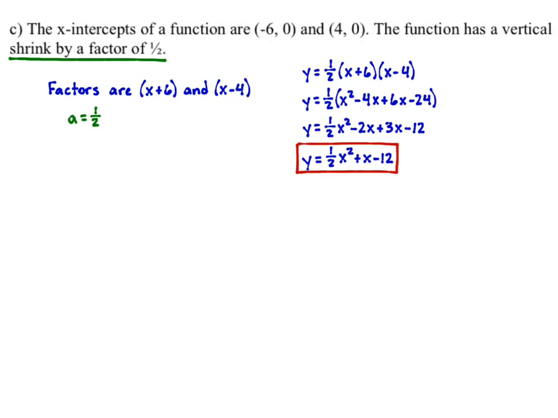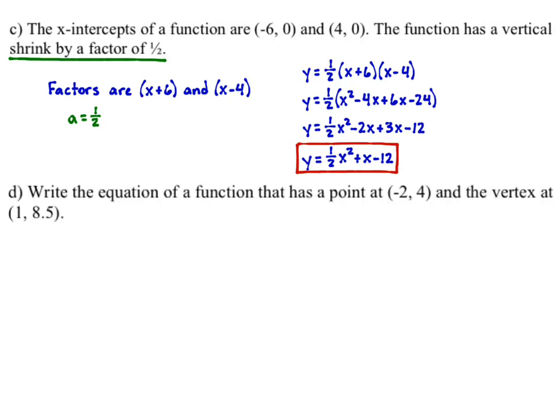Combine like terms, so you end up with y equals 1/2 x squared plus x minus 12. For part D, write the equation of the function that has a point (negative 2, 4) and the vertex at (1, 8.5). So this is just like part B. Start off with your vertex form, so it would say y equals a times (x minus 1), because remember, change the sign, squared, and then plus 8.5.